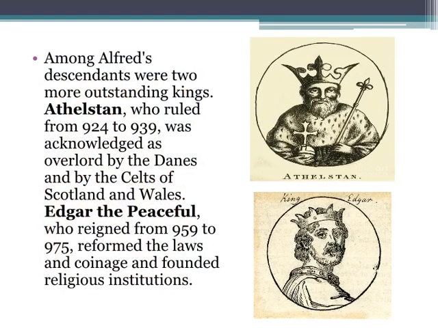Among Alfred's descendants were two more outstanding kings. Athelstan, who ruled from 924 to 939, was acknowledged as overlord by the Danes and by the Celts of Scotland and Wales. Edgar the Peaceful, who reigned from 959 to 975, reformed the laws and coinage and founded religious institutions.